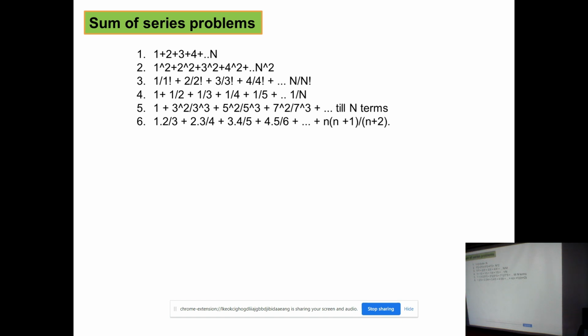1 plus 2 plus 3 plus 4 plus so on till n. Write MATLAB code for it. That n may be whichever n I want. For example, if I want n as 95, what is the answer for 1 plus 2 plus till 95? You have to write it in the form of a code.